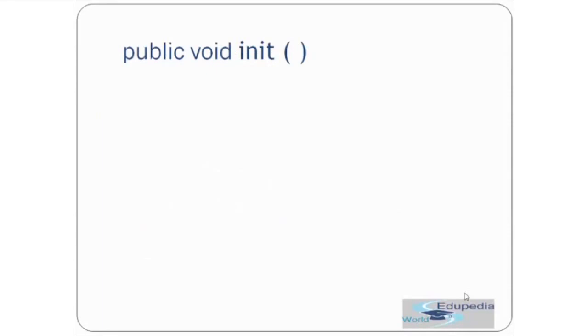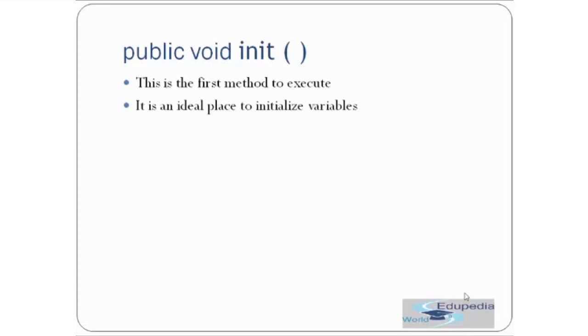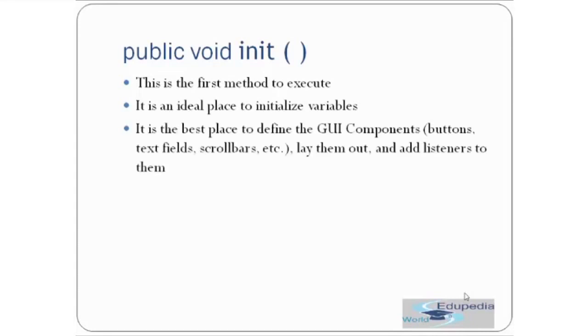Firstly we are going to see the init method. So public void init. This is the first method to execute. This is an ideal place to initialize variables, and it is the best place to define the GUI components such as buttons, text fields, scroll bars, etc., lay them out and add listeners to them. Fine. Almost every applet you ever write will have this method in it.